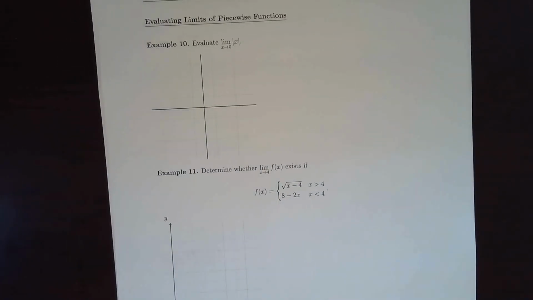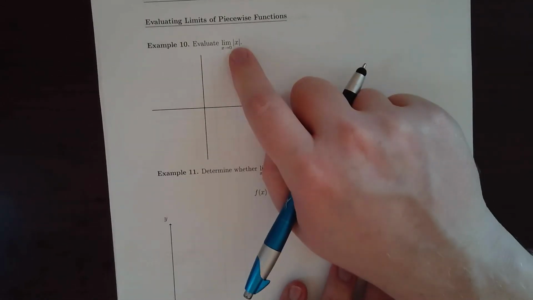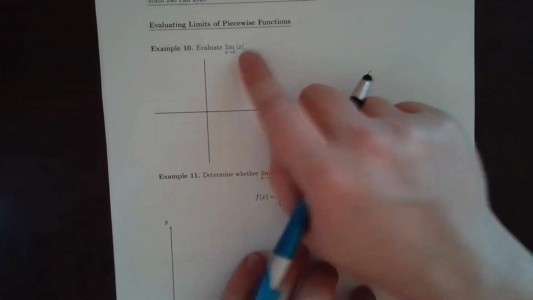Alright, we're almost halfway through. Alright, so let's say we wanted to go ahead and try to evaluate a piecewise limit. So the first one we'll look at is f of x equals the absolute value of x.